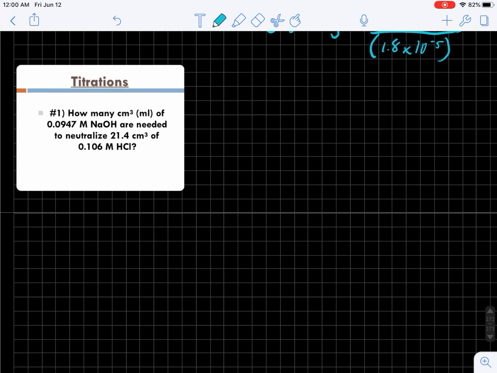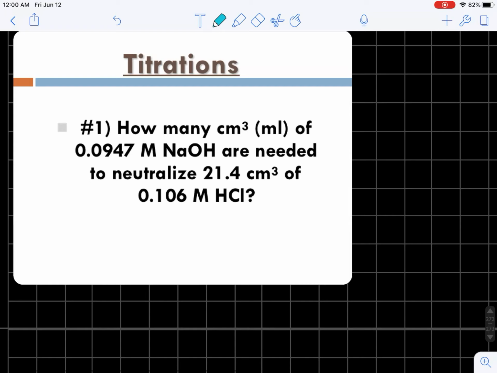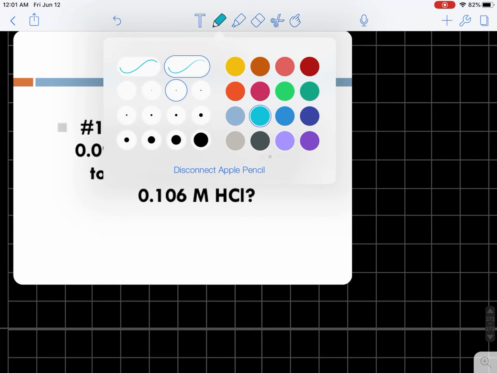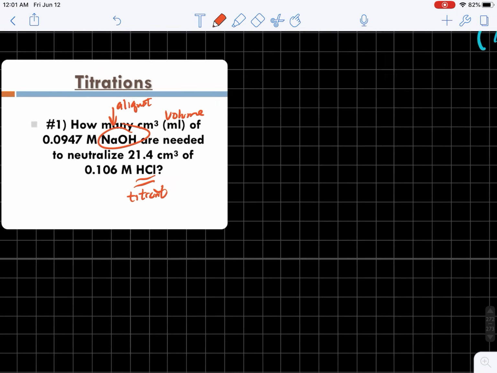All right, so last 2 problems. I'm so excited. All right, how many milliliters of sodium hydroxide are needed to neutralize a certain amount of hydrochloric acid? The first thing I ask students to do is figure out what it is that they're really asking you here. They're asking you for volume of sodium hydroxide. So if they're asking you for volume of sodium hydroxide, that makes that your aliquot, and that makes the hydrochloric acid your titrant.